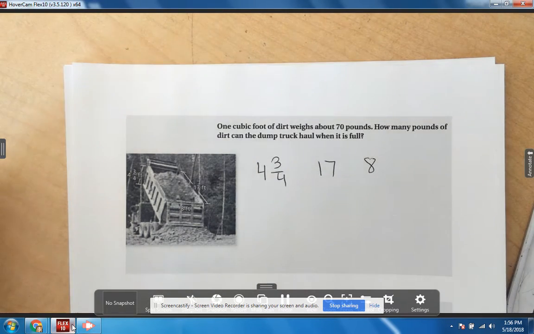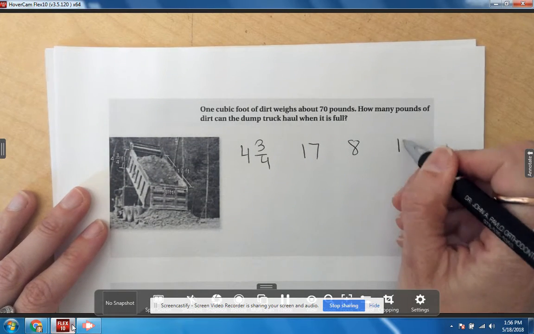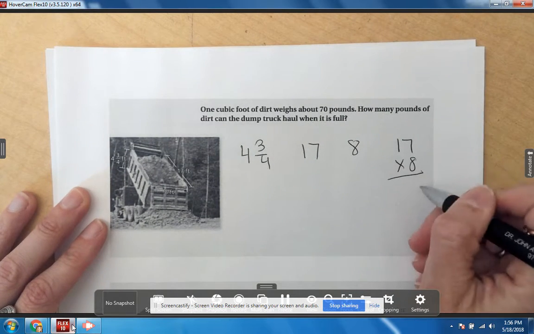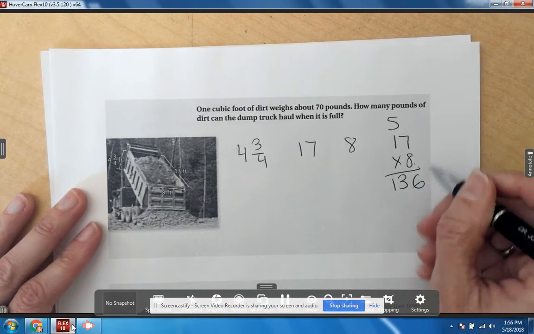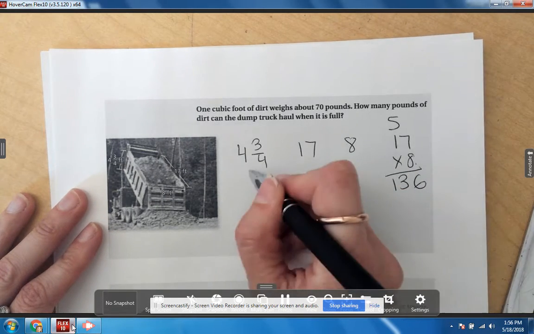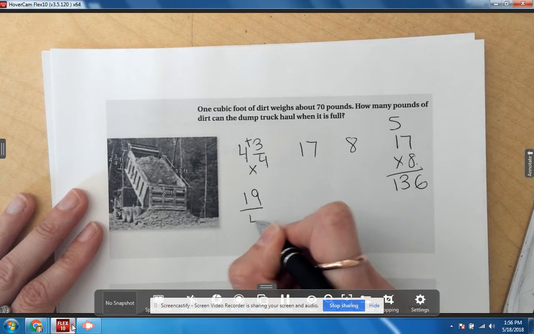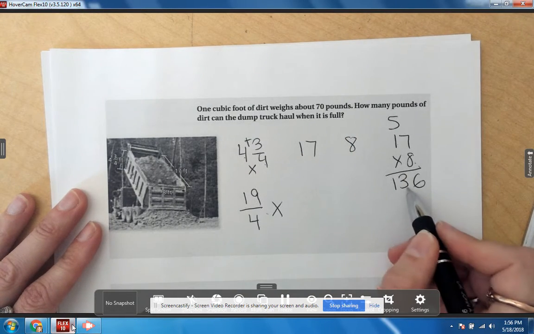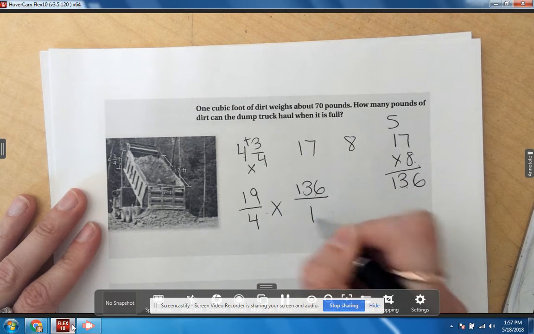Volume is length times width times height. So you could do whatever numbers you want. I'm going to do 17 times 8 first because they're both whole numbers. So that's 136. Now I have to make this improper. 4 times 4 is 16, plus 3 is 19, 19 fourths. I'm going to multiply that by this answer. So to write it as a fraction, we did this a while ago, write it over 1.